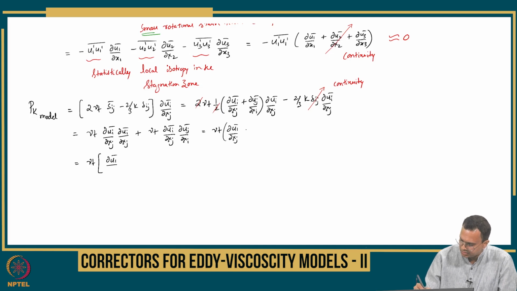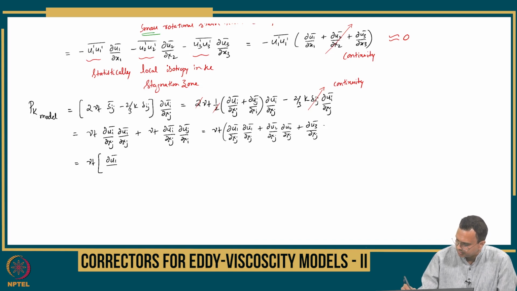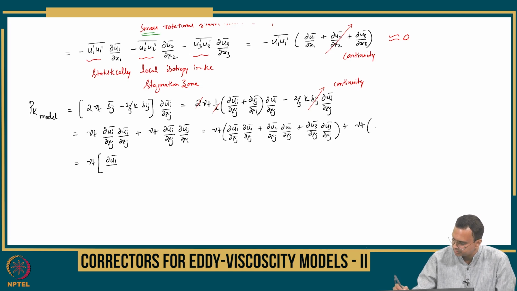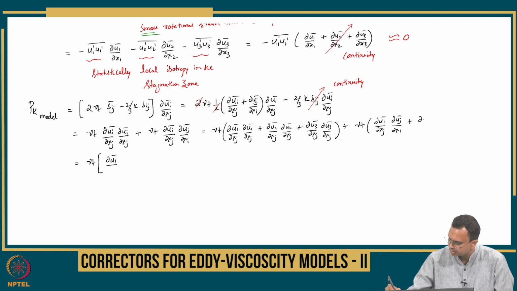dou u1 bar by dou xj dou u1 bar by dou xj term plus dou u2 bar by dou xj dou u2 bar by dou xj plus dou u3 bar by dou xj dou u3 bar by dou xj term plus nu t of dou u1 bar by dou xj dou uj bar by dou x1 plus dou u2 bar by dou xj dou uj bar by dou x2 plus dou u3 bar by dou xj dou uj bar by dou x3.